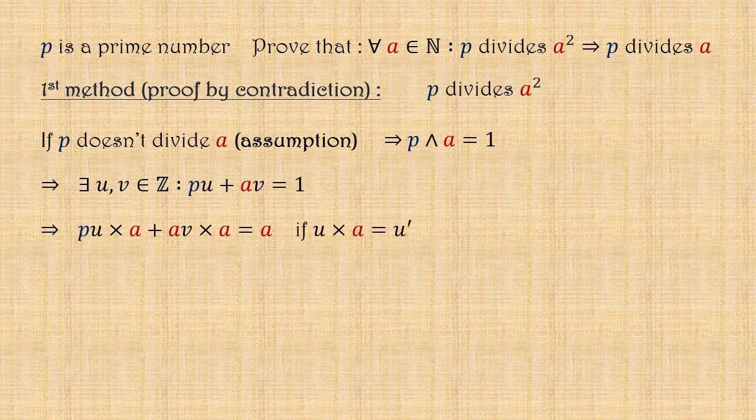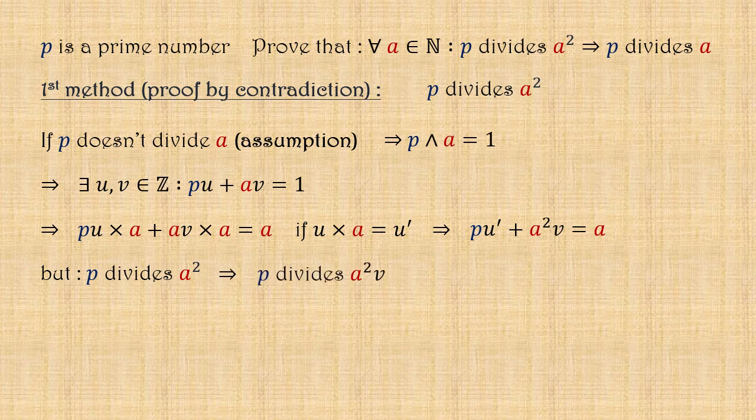If we note u multiplied by a as u prime, we would find that p multiplied by u prime plus a square multiplied by v equals a. But p divides the square of a. So, p divides a square multiplied by v. Therefore, our equality becomes p multiplied by u prime plus p multiplied by v prime equals a, assuming that p multiplied by v prime equals a square multiplied by v.